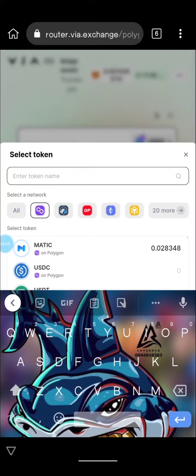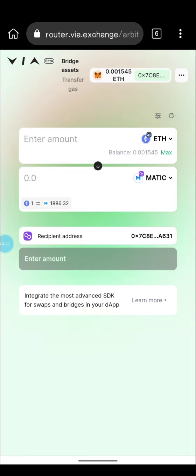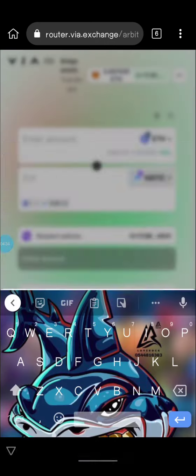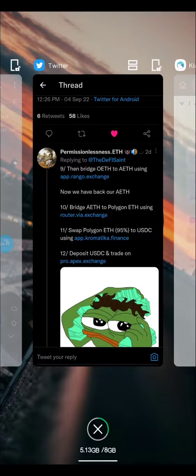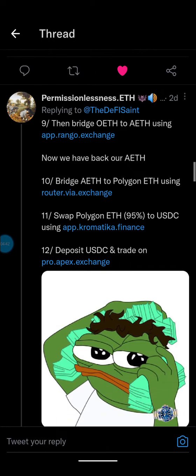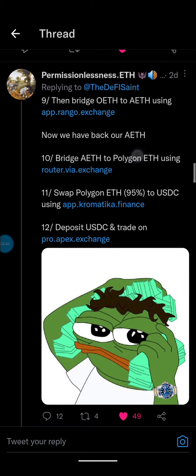Now that you've connected this, you're going to be swapping from Arbitrum. If you have an Arbitrum, I think I still have a remnant Arbitrum. We're going to be swapping this to Matic. If my memory is correct, we're going to be swapping to Matic. We are on number 10 right here, swapping Arbitrum to Polygon.